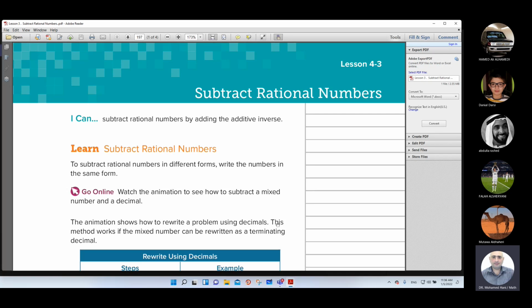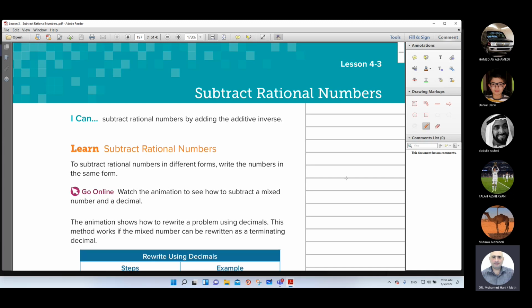Math grade 7. We are in module 4. Today we have the third lesson: subtract rational numbers. In this lesson, we want to learn to subtract rational numbers by adding the additive inverse.